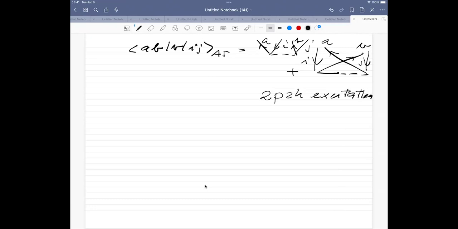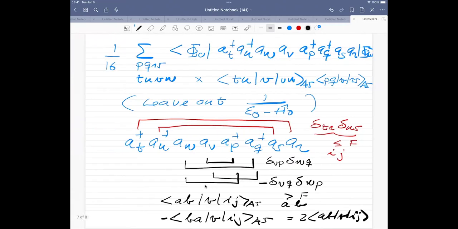So with the action of the Hamiltonian, we have now created a two-particle, two-hole excitation. But now we also have to look at the other term here. If you look at this term, we haven't said anything about that one. Now we looked at this matrix element, but we also have to deal with this element.